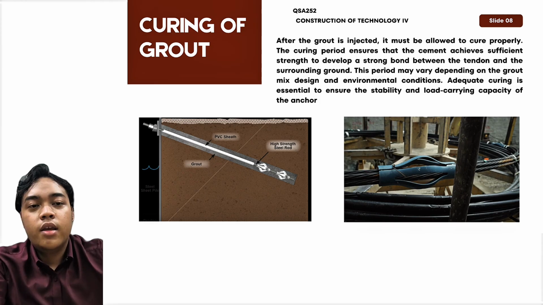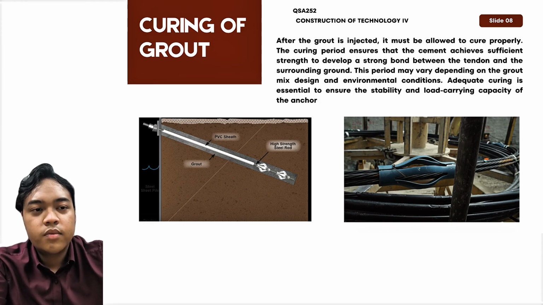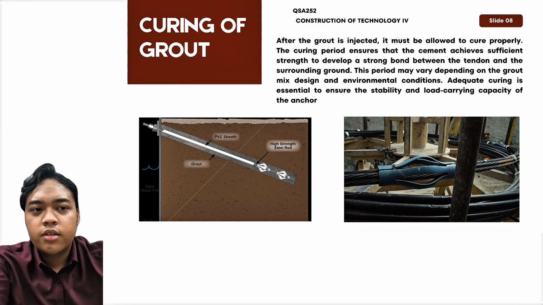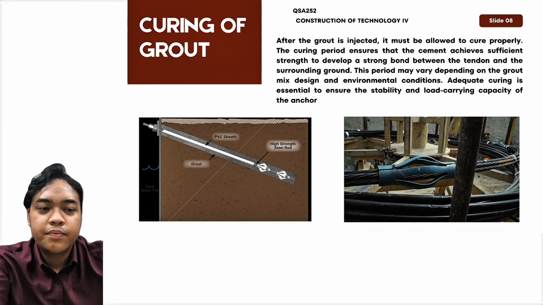For my last part, we have curing of grout. After the grout is injected to the soil, it must be allowed to cure properly. The curing period ensures that the cement achieves sufficient strength to develop a strong bond between the tendon and the surrounding ground. This period may vary depending on the grout mix design and environmental condition. Adequate curing is essential to ensure the stability and load carrying capacity of the anchor.